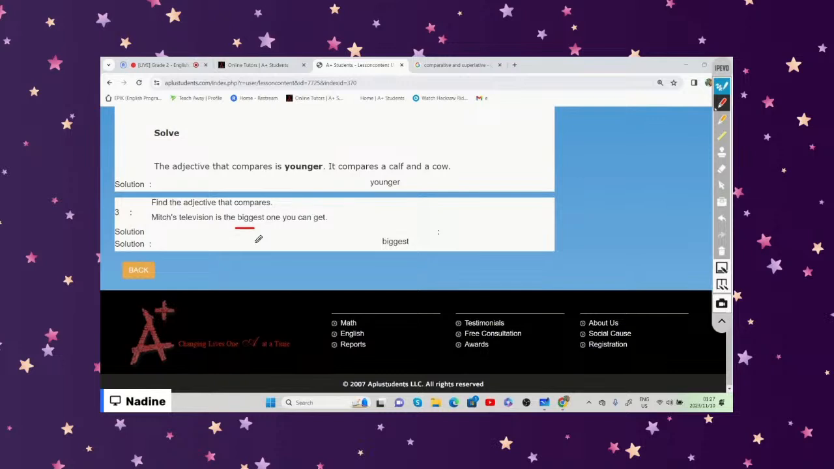So we say biggest. We have younger over here, and we have biggest. And these two show that one is comparative and the other one is superlative.